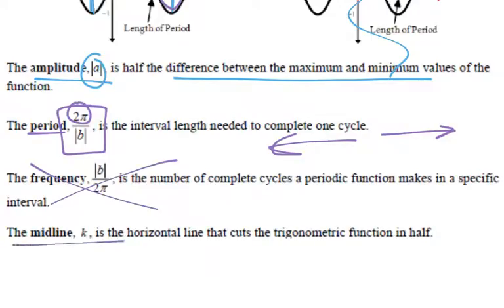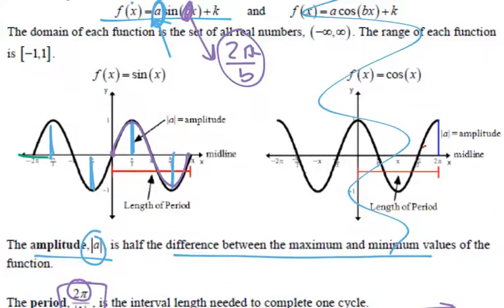The midline, k, is just that horizontal line. It starts out here. That's where we see it. But depending on what we get added on in the equation, it's plus or minus a number. It'll shift this up or down. And we'll see it in between the peaks and the troughs. Okay? So, let's get to graphing some of these.